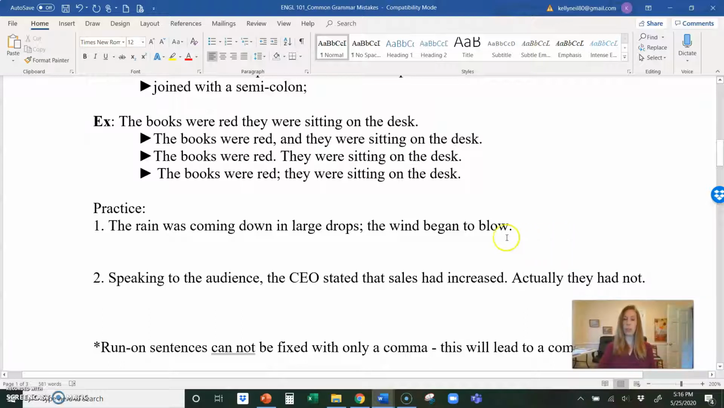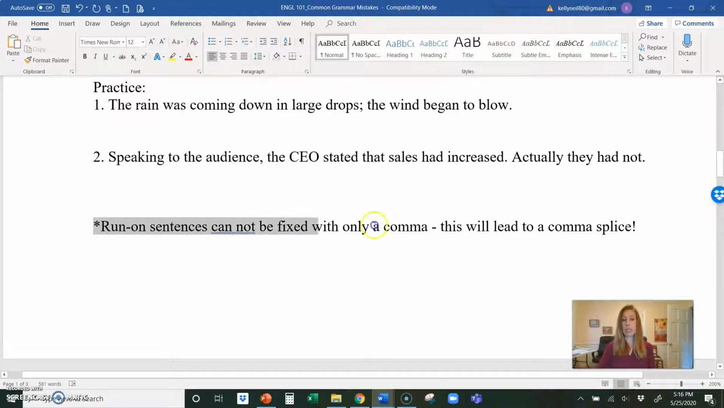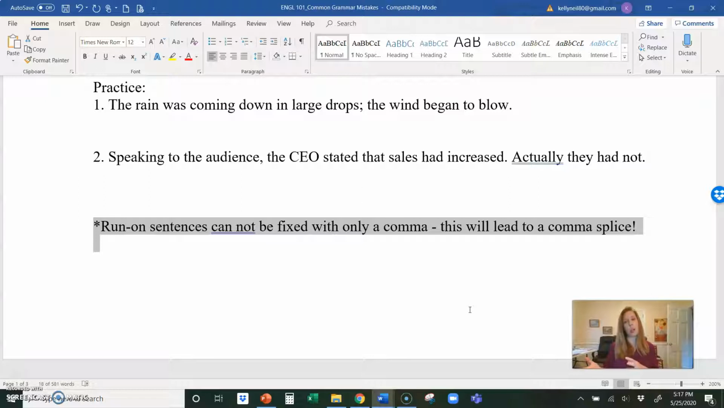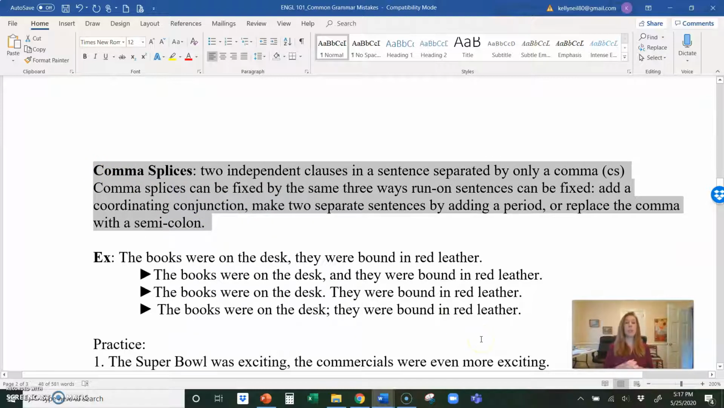So that's one way that you could fix the run-on there. Now, one thing you want to keep in mind, you cannot just add a comma between two independent clauses. You can't fix a run-on with a comma. That will lead to our third common grammar mistake, and that's a comma splice. So comma splices, third and final grammar mistake we're going to talk about today. Comma splice is when you have two independent clauses in a sentence, and they're separated by only a comma.